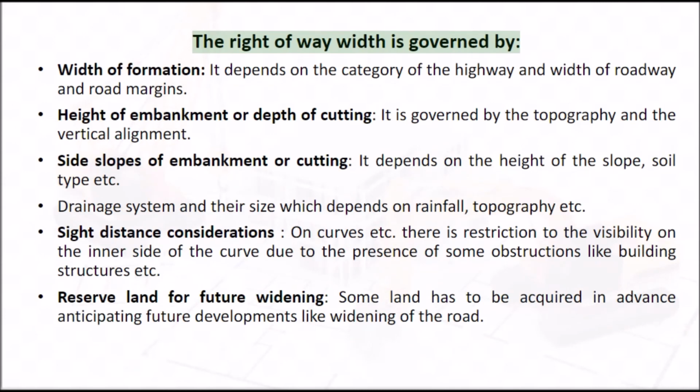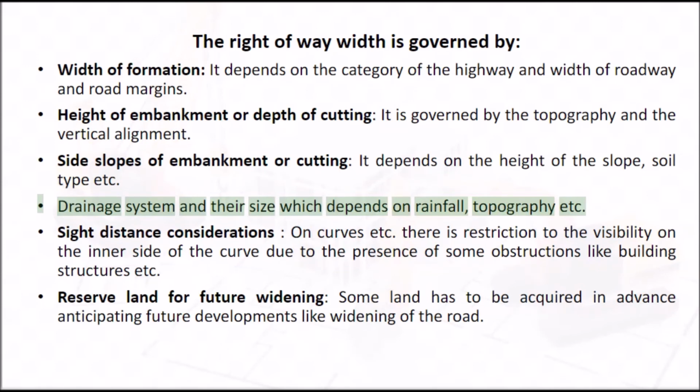The right-of-way width is governed by width of formation. It depends on the category of the highway and width of roadway and road margins. Height of embankment or depth of cutting. It is governed by the topography and the vertical alignment. Side slopes of embankment or cutting. It depends on the height of the slope, soil type, etc. Drainage system and their size, which depends on rainfall, topography, etc.